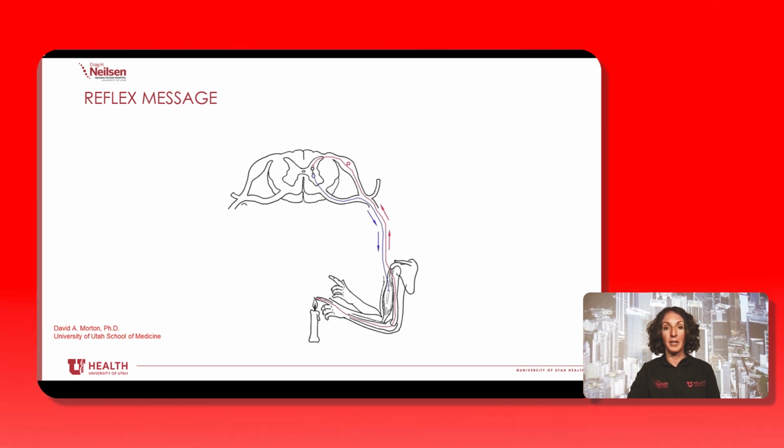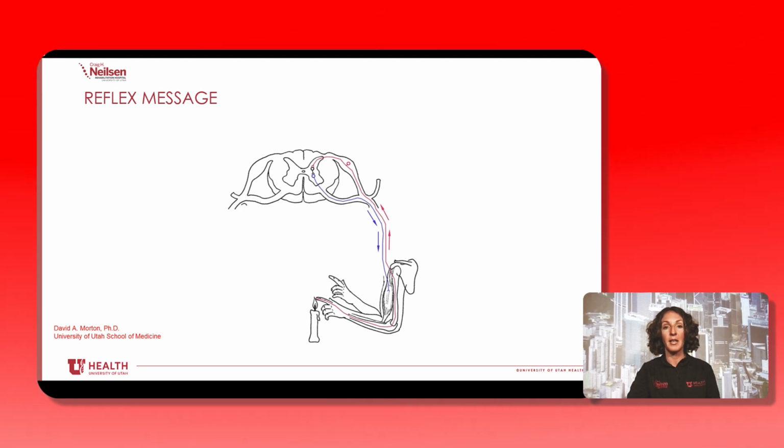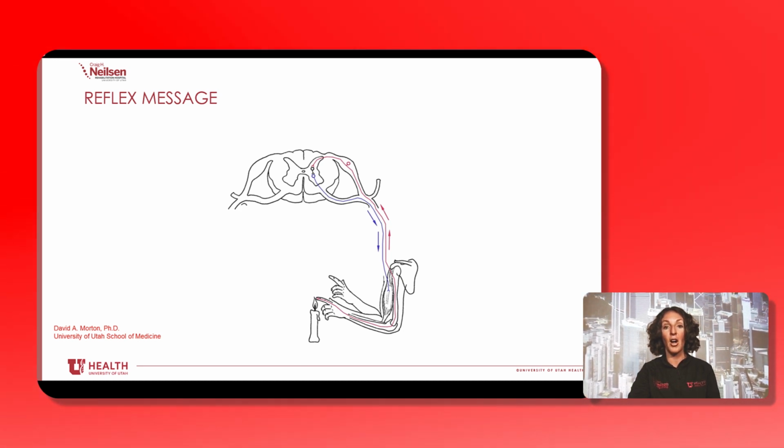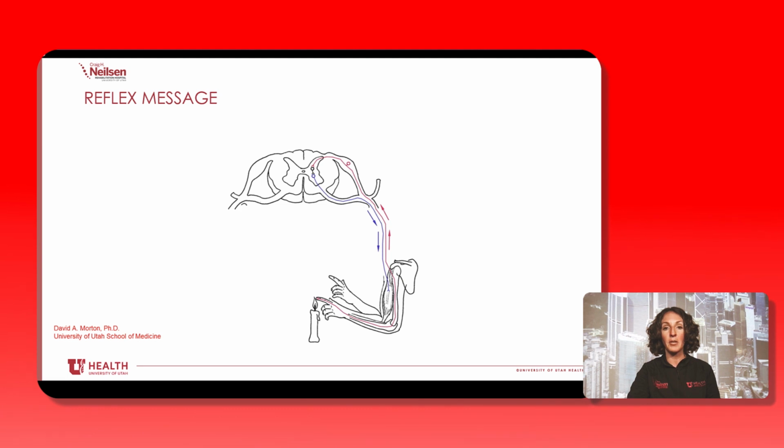There are also reflex messages, and a reflex message is when our body reacts to a stimulus that doesn't go up to our brains. So the example that you can see in this picture is if you were to touch something that's hot, your arm would automatically pull away without you having to think about it. It's an automatic reflex response. Another example of a reflex message would be spasticity. So spasticity is when a muscle moves out of our control. It's not a voluntary action. It happens automatically.